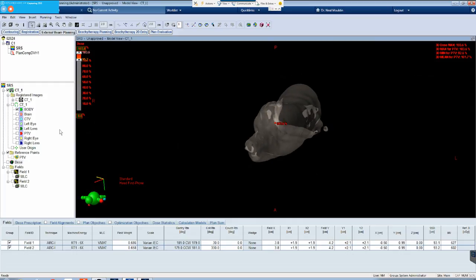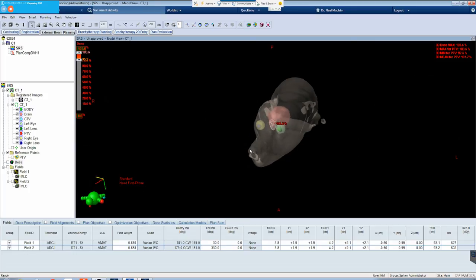And we can turn on other structures as well, so we can turn on and see the left eye and lens and the right eye and lens. This pink structure is the normal brain, and then this structure, and really this bright red structure, is the target volume. So that's where we think the tumor is, and that's where we want our dose to go.